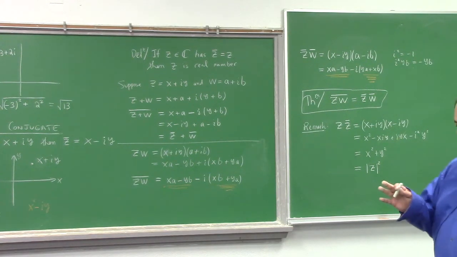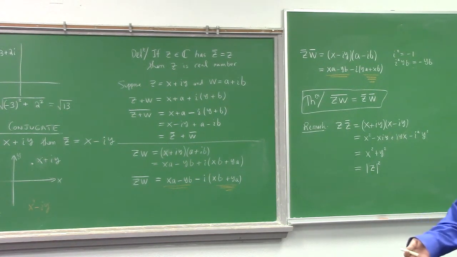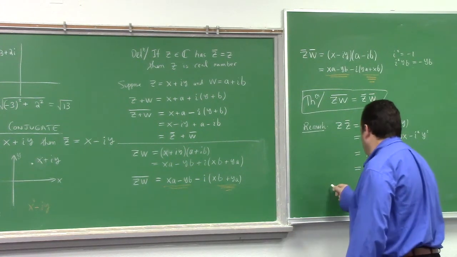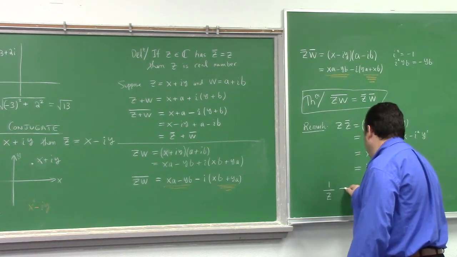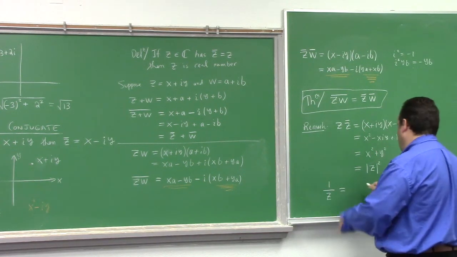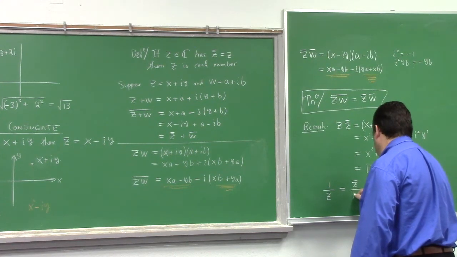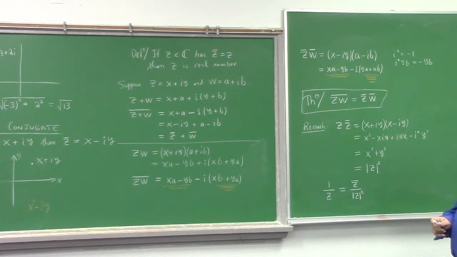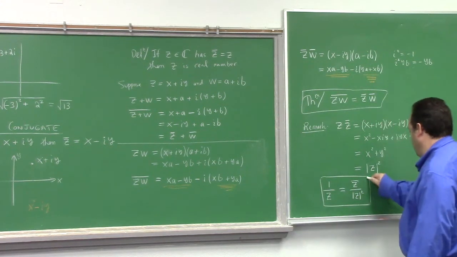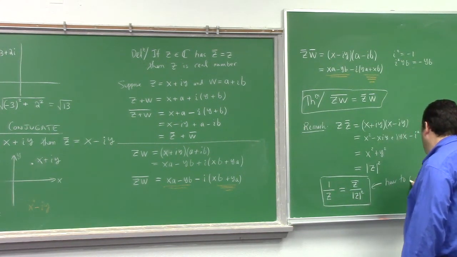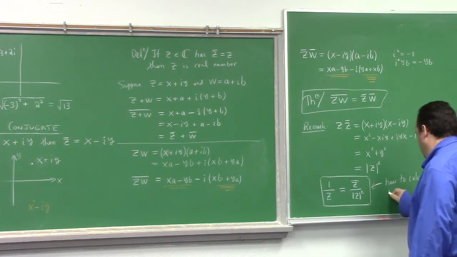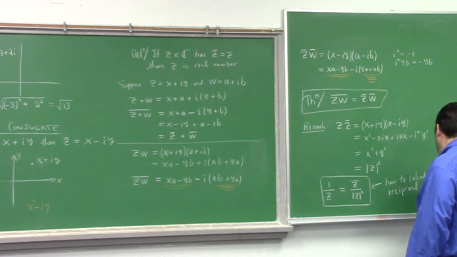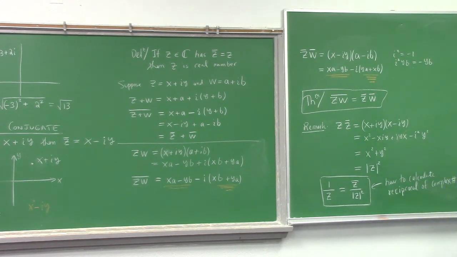And this actually reveals to us how we can find the inverse of a complex number in the multiplicative sense. So this tells us that if you solve this for 1 over z, 1 over z equals, what is it? z bar over the modulus of z squared, the length of z squared, right? So this is a formula. This is how to calculate the reciprocal of a complex number, right?